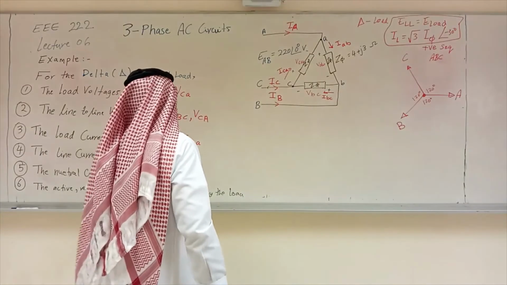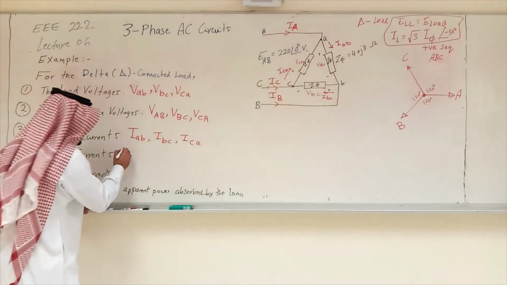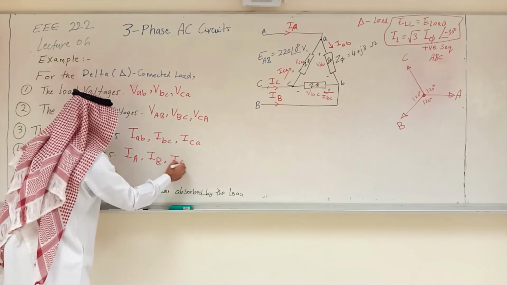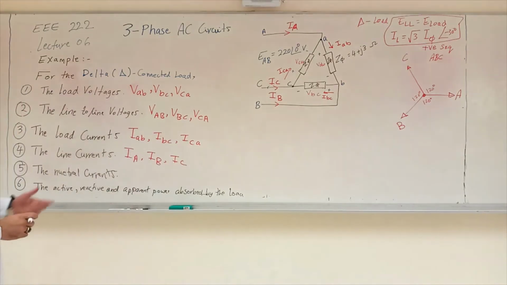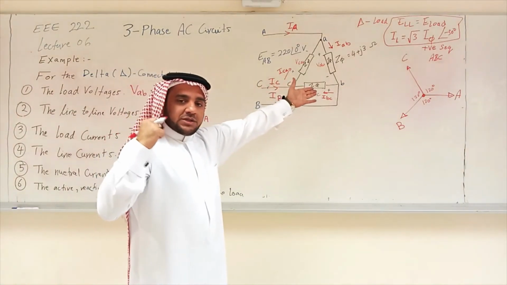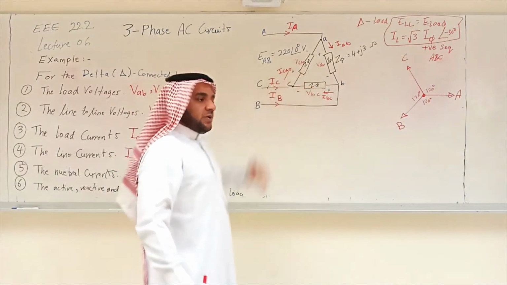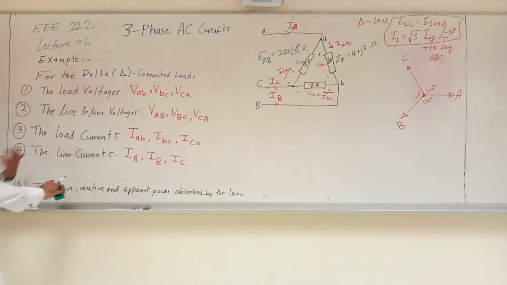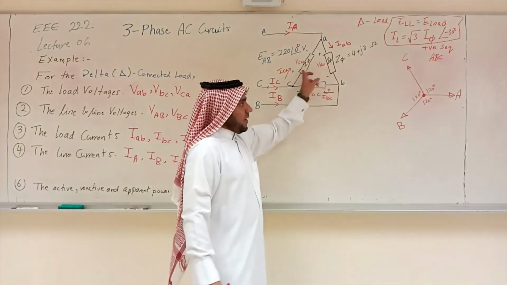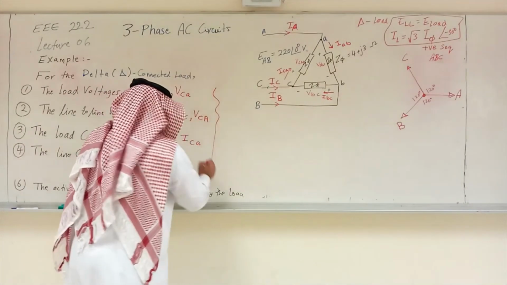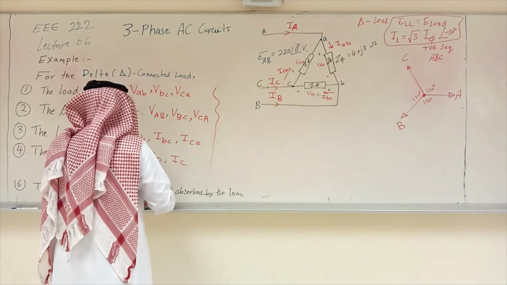So let's solve the questions. The line currents will be IA, IB, and IC. The neutral current: as you can see, there is no neutral here in delta connection. In Y connection, there was a neutral wire. Here there is no neutral wire, so there is no neutral current. Finally, the active, reactive, and apparent power absorbed by the load. As we did with the Y, we're going to do it here with the delta. So, let me start the solution.